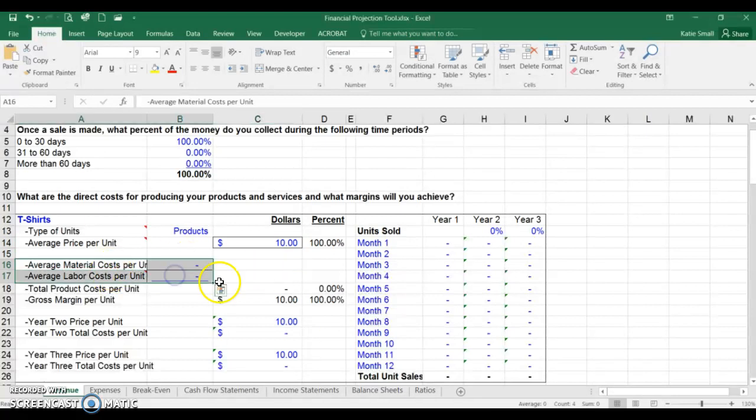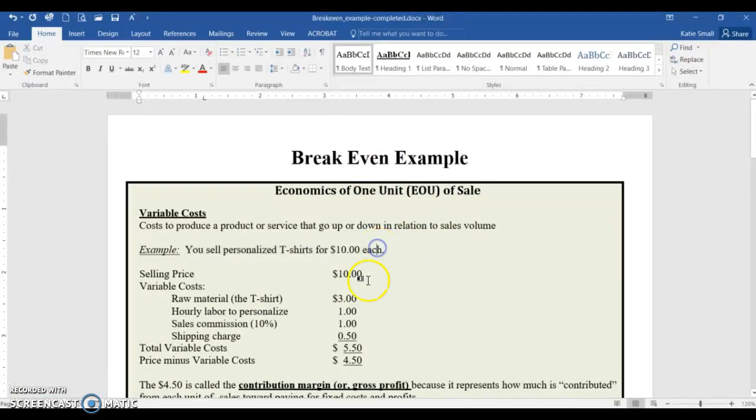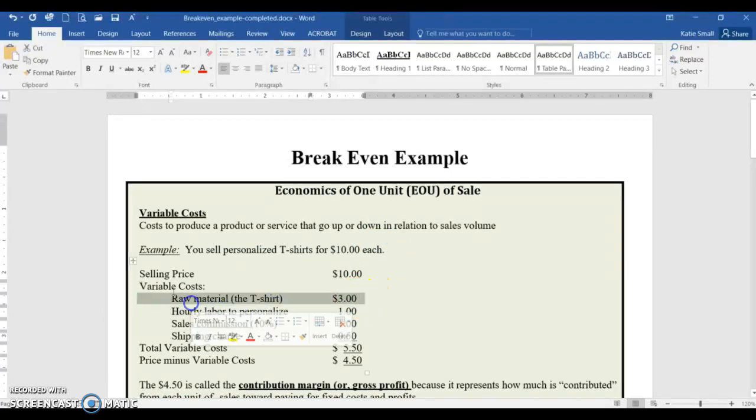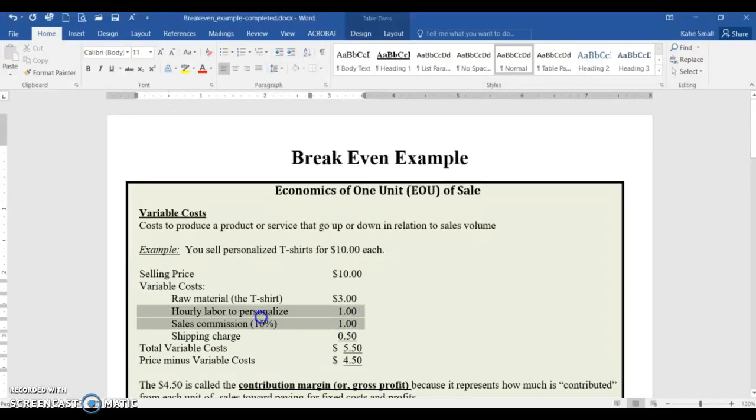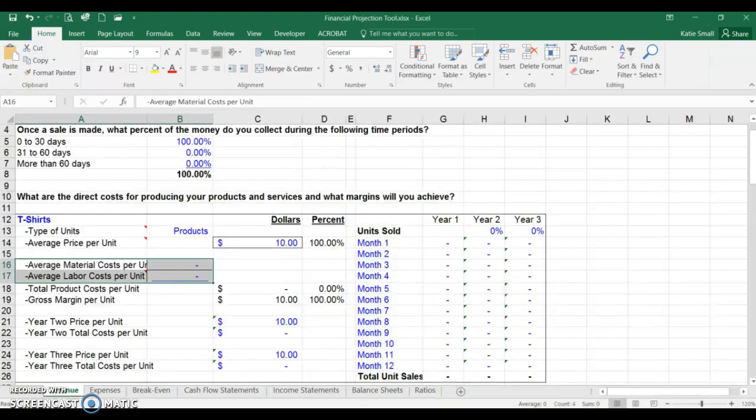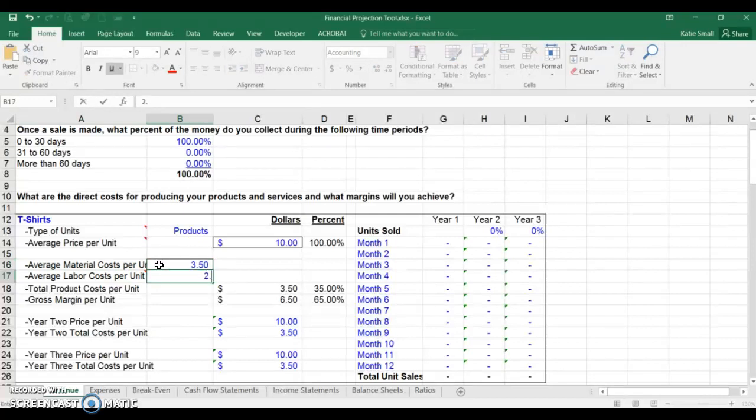Now you notice here we need to put in average material cost per unit and average labor cost per unit. So I'm going to open back up this break-even example and find that information. So we have these variable costs here. The raw material for the t-shirt is $3 and the shipping charge is 50 cents. So I'm going to add those together and put that $3.50 in the material costs for this t-shirt product, and then I'm going to add up the hourly labor to personalize, which is $1, and the sales commission of 10% of $10, which is $1 as well, to get $2, to put that in the average labor cost per unit. So my material costs were the $3.50, my average labor costs were the $2.